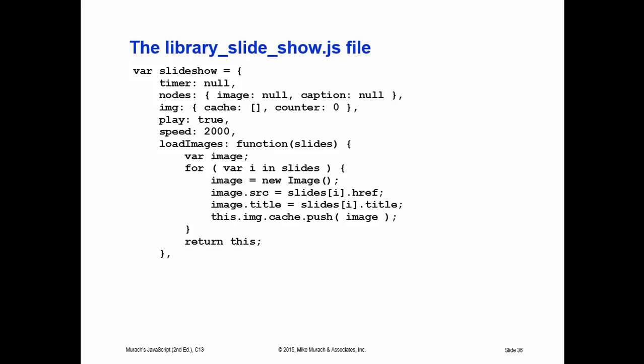After the properties are 6 methods. Most of these return the this keyword, meaning that they can be chained, as we talked about earlier. The load images method accepts an array of slide objects passed to it.